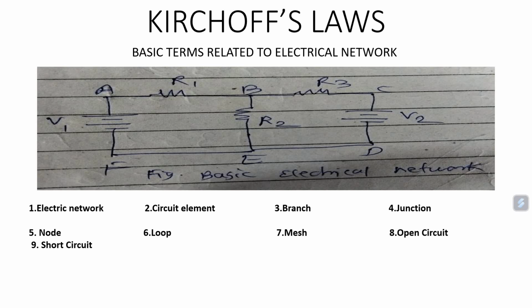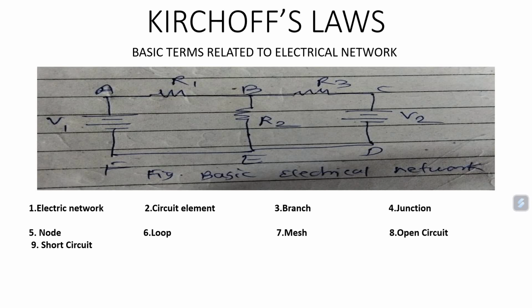Now the second point is circuit element. It is an individual circuit component which gets connected to other components in a network, such as R, L, C, voltage sources, etc. For example, in this electrical network, the resistor and these voltage sources are circuit elements.